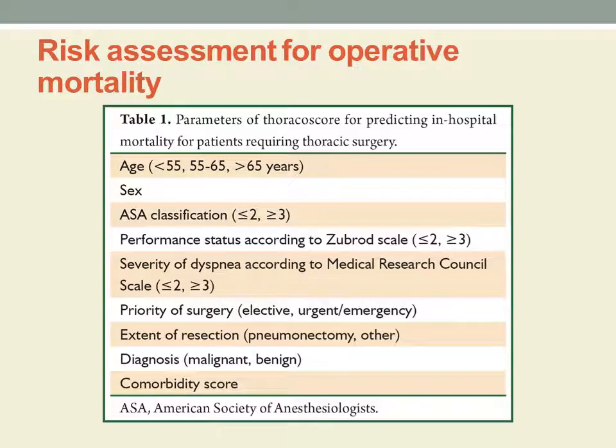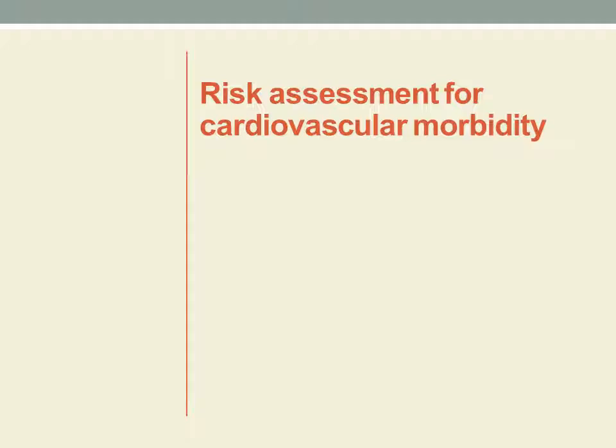So the Thoracoscore is a good predictor of postoperative problems. The parameters which are discussed are age, sex, ASA classification, performance status, severity of dyspnea scale, priority of surgery, extent of resection, diagnosis, and scoring.